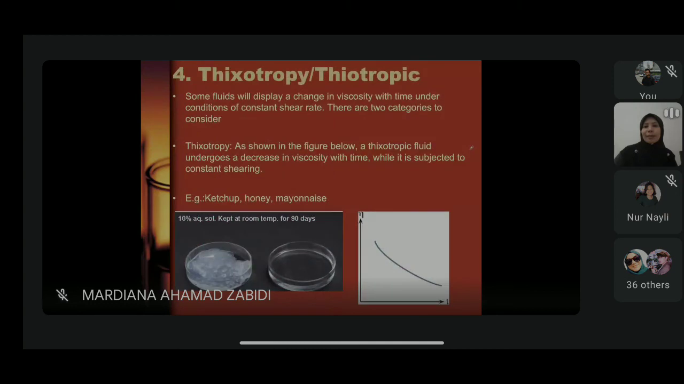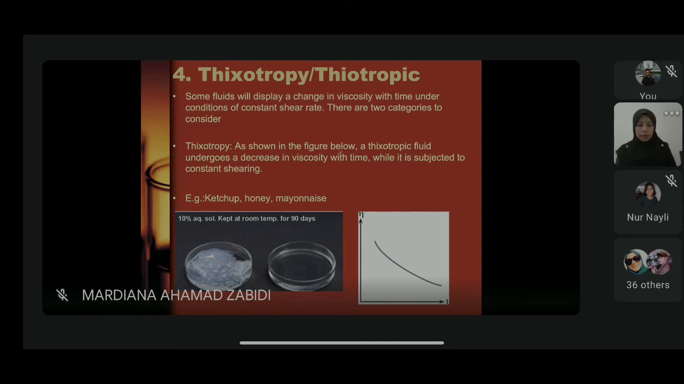Alright. And then we have thixotropic and rheopexy. Okay. Thixotropic and rheopexy, these are materials that can be thinned and thickened according to time. Okay. So some fluids will display a change in viscosity with time under condition of constant shear rate. Maksudnya there is no change in terms of shear rate, tapi you prolong the time of shearing. When you prolong the time of shearing, the liquid can be thickening or it can be thinning.